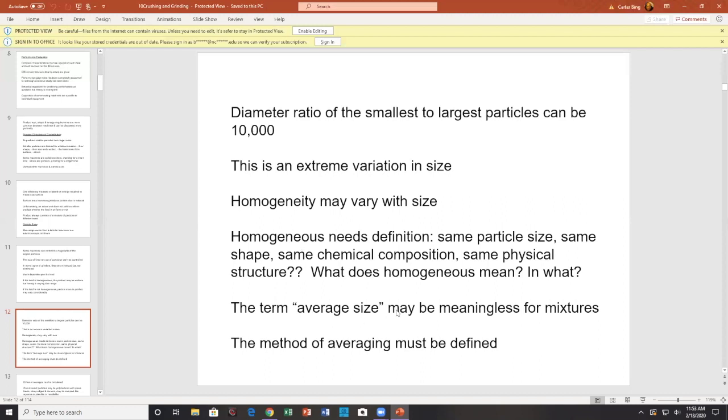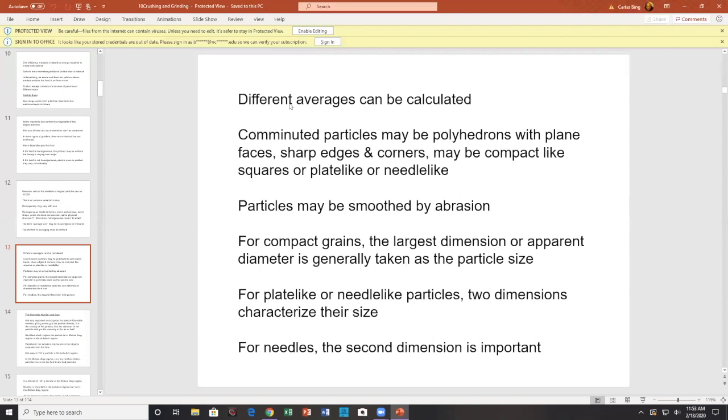The term average size may be quite meaningless, and some method of averaging should be defined. Different averages can be calculated. Polyhedron, the plane has sharp edges, corners may be impacted like squares or plates or needles. There's an assortment of different types of particles out there.